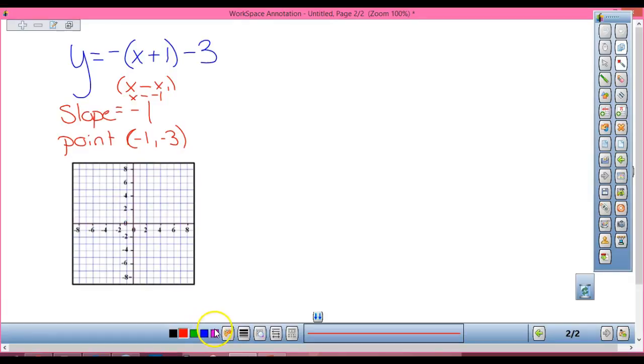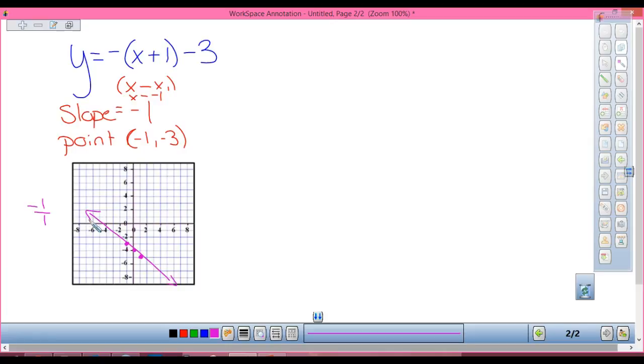Okay, so if I graph this guy, my starting point, where I start at, is going to be where? Negative 1, negative 3. And my slope is what? -1. So that tells me to do what? Oh, you're right, it's rise over run, so -1 over 1, right? So that tells me to go down 1 and to the right 1. We always go to the right. So down 1, to the right, and there's my line.